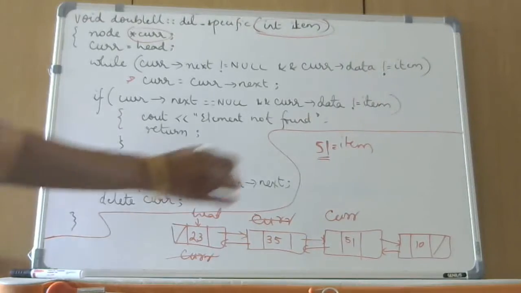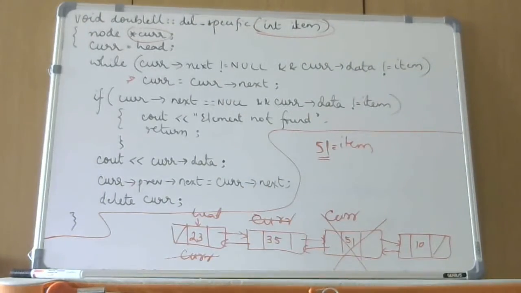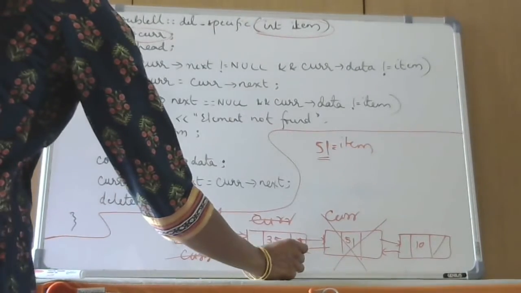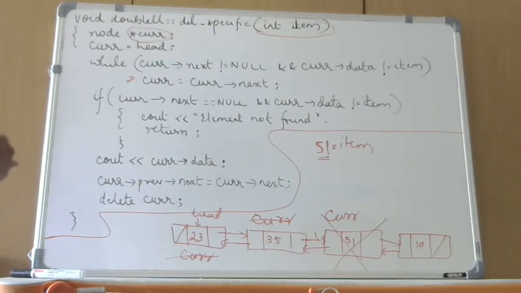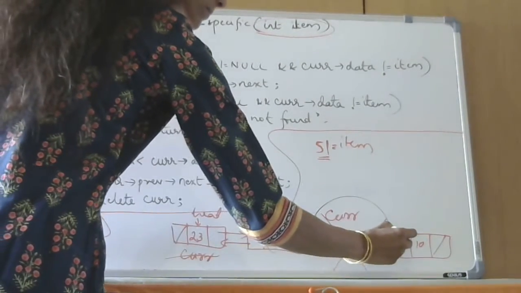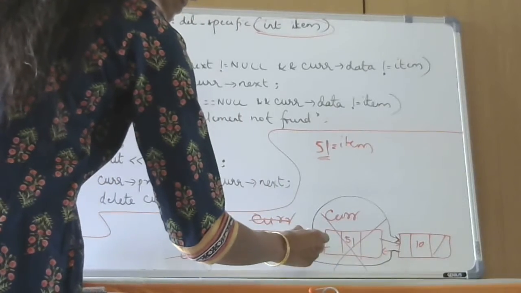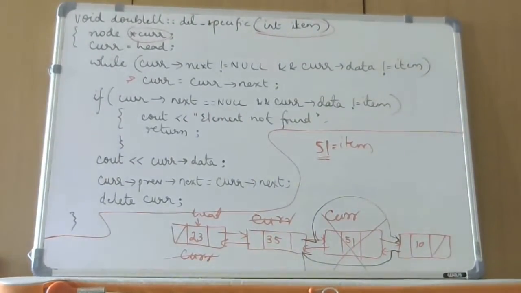Next, when I delete this, what should happen? You have to change the next link of 35. This must now point to where? This link should now point here, and this should point here. Correct? Previous of 10 should point to 35. Next of 35 should point to 10. Correct? So one statement is enough to do that.